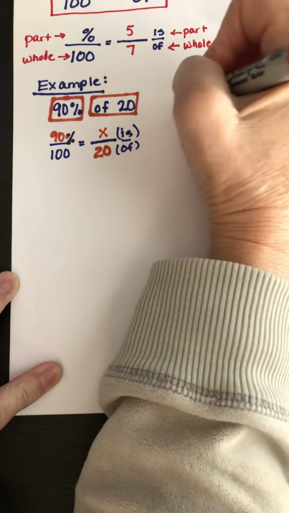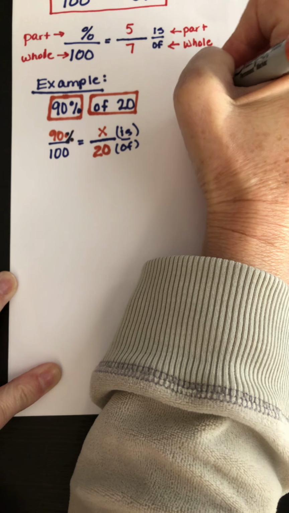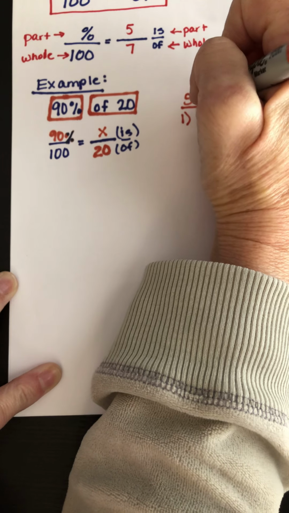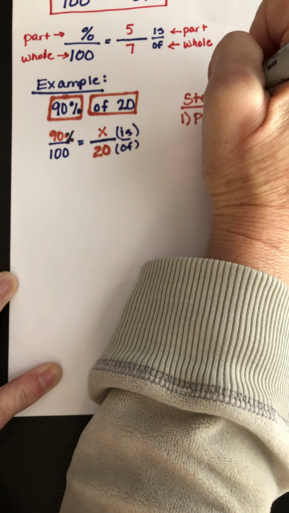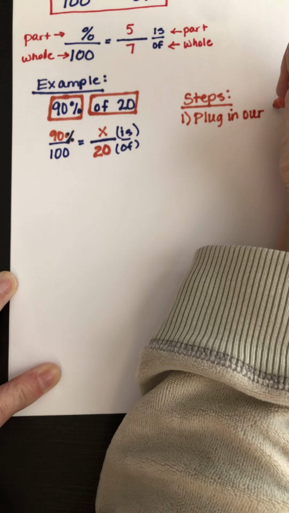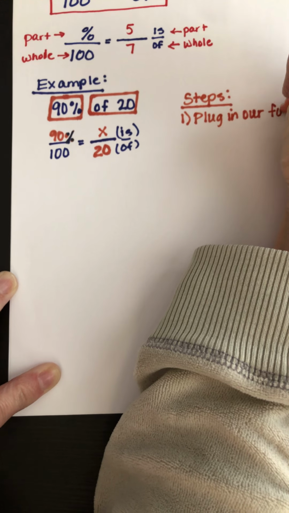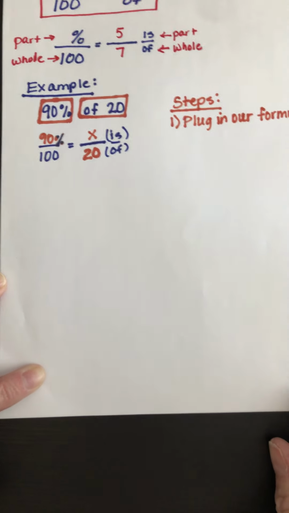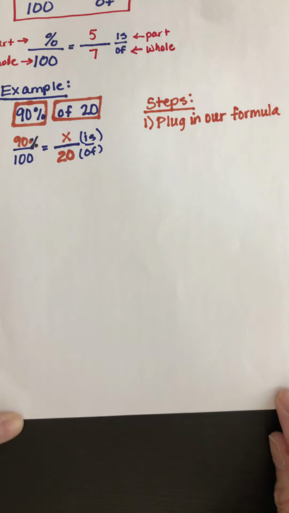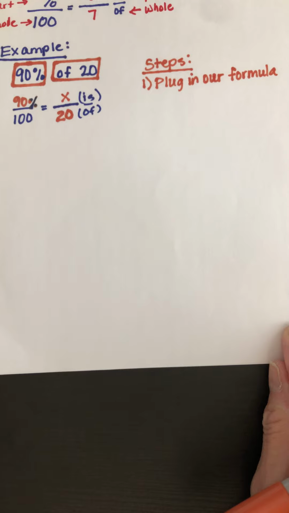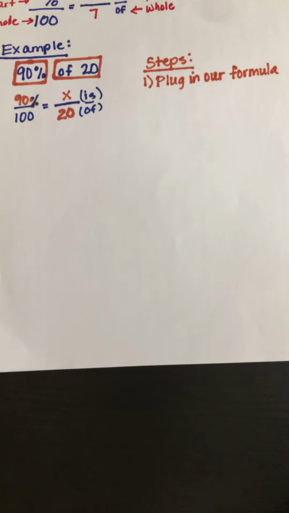So the first thing we're going to do, I'm going to write steps off to the side. First thing we do is plug in our formula. So you're going to plug your numbers into the formula, which we did. That's going to be our first step. Again, pause this at any time to keep up.